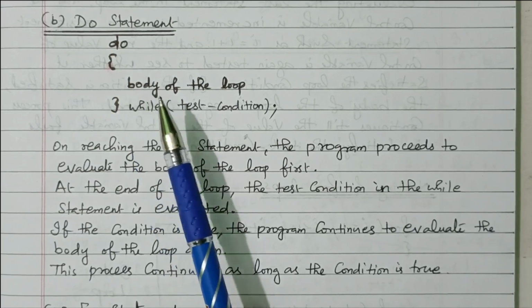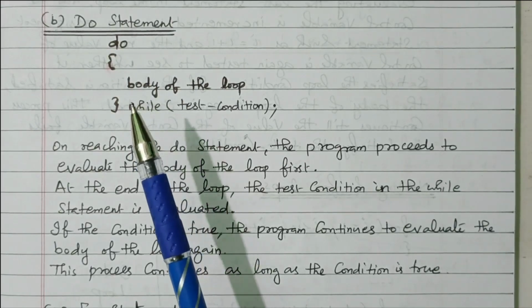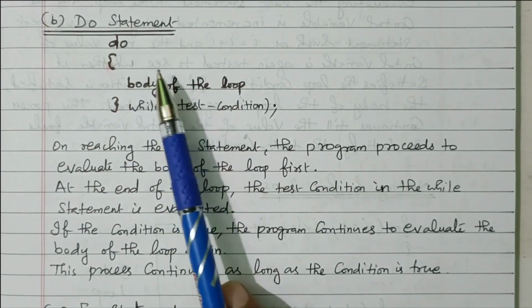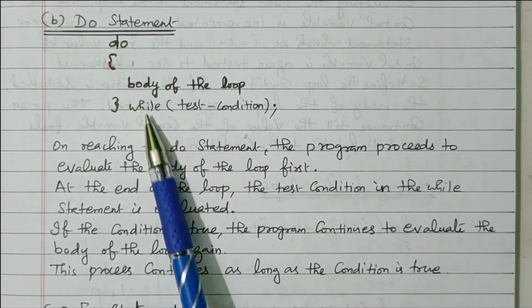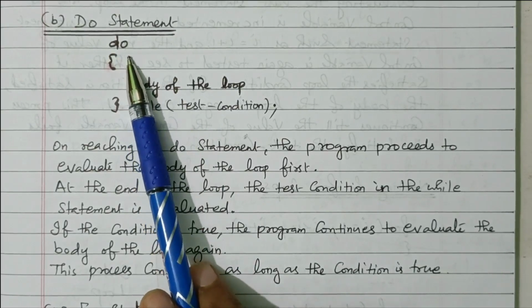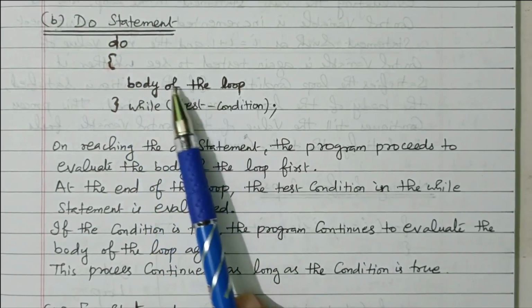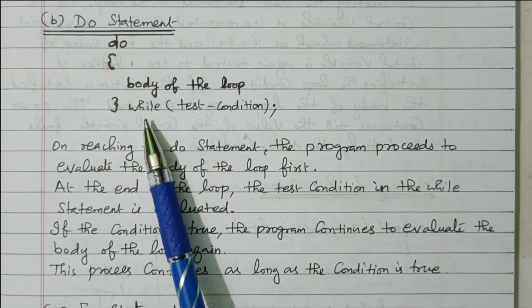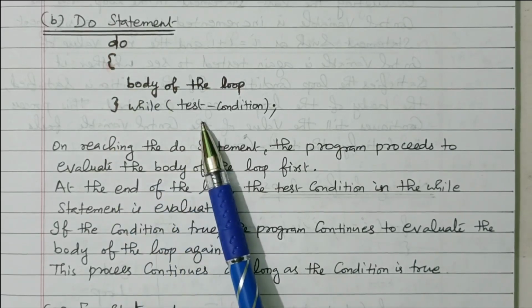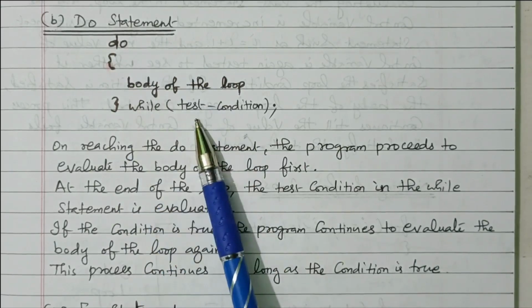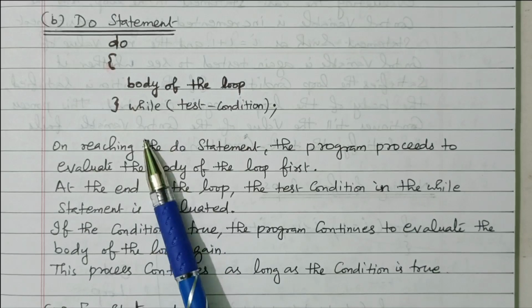But in case of while loop, initially it will check the condition. If the condition is true, then only it will execute the statement. But here, whether the condition is true or not, minimum one time the body of the loop will be executed. That is the set of statements available between the braces. Thereafter it will check the condition. If the condition is true, again it will repeat. Until the condition is false, it will repeat the process.